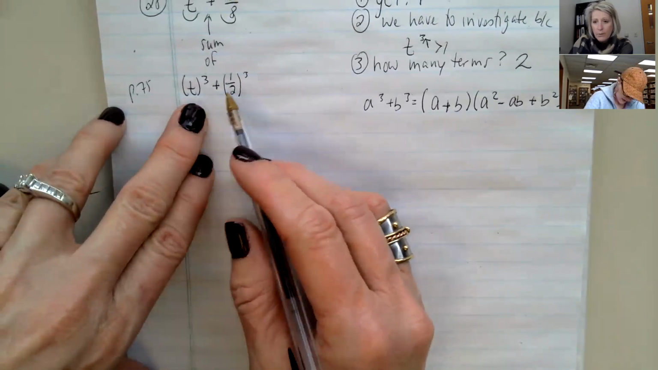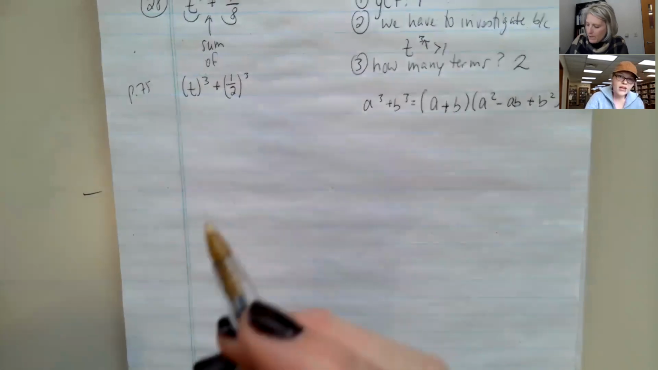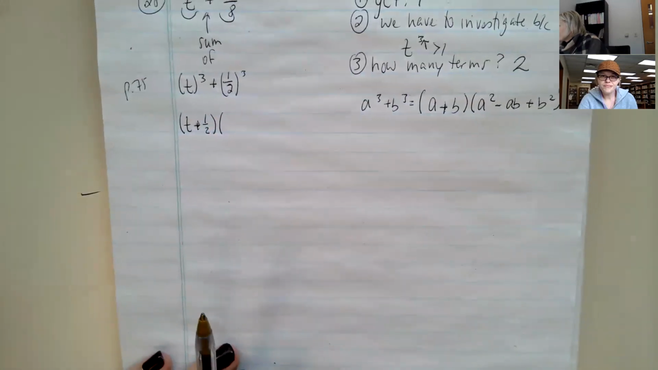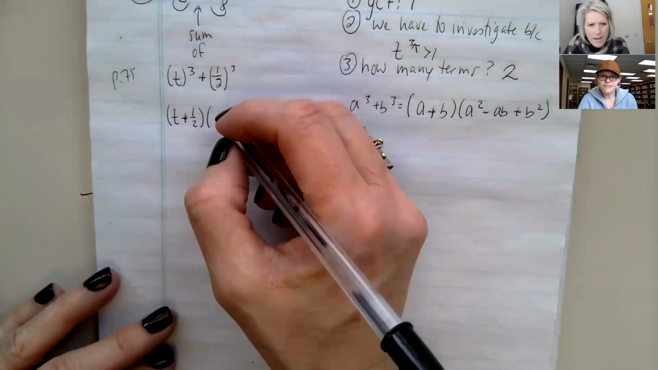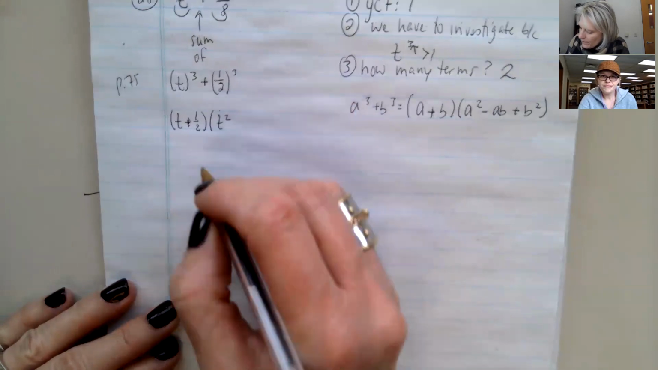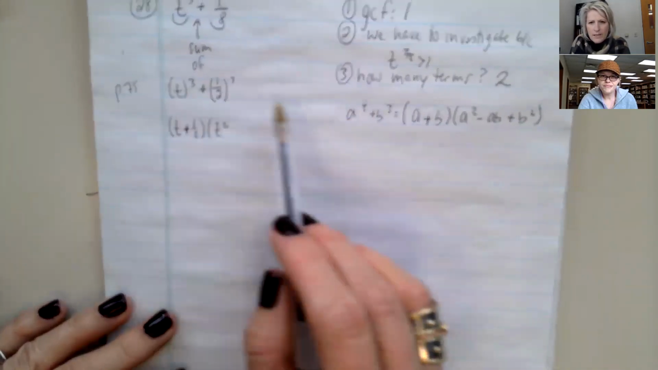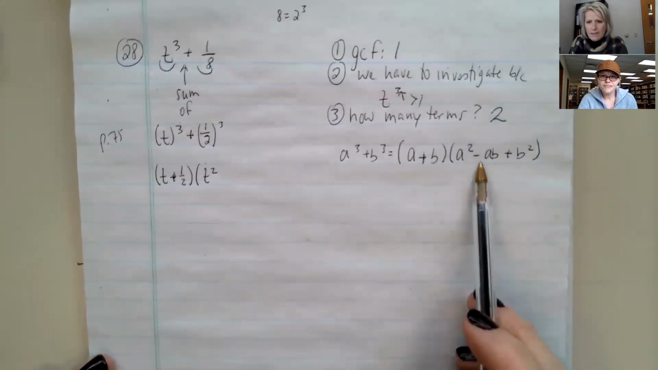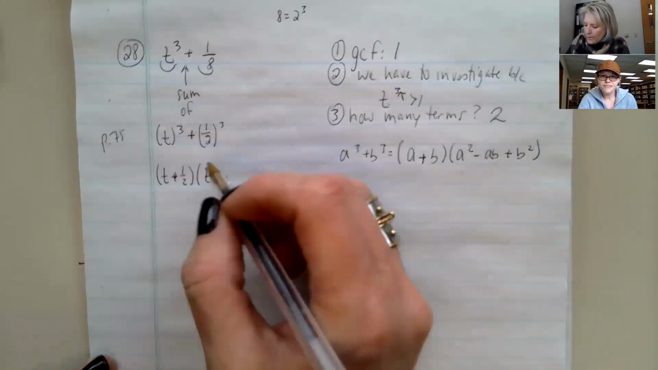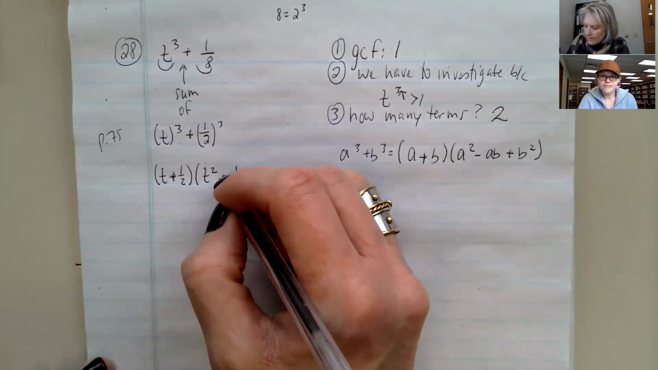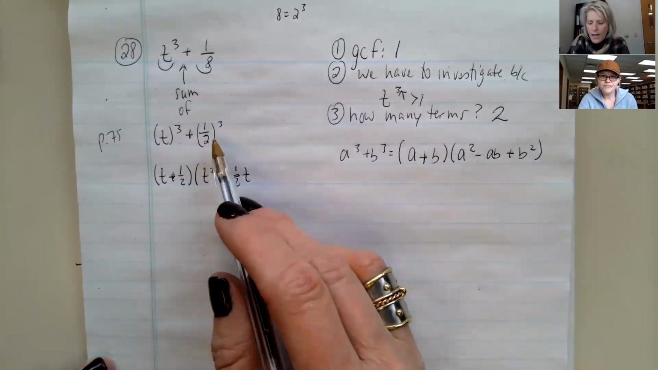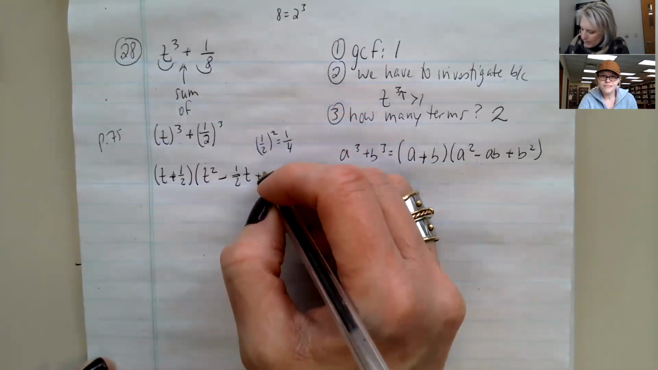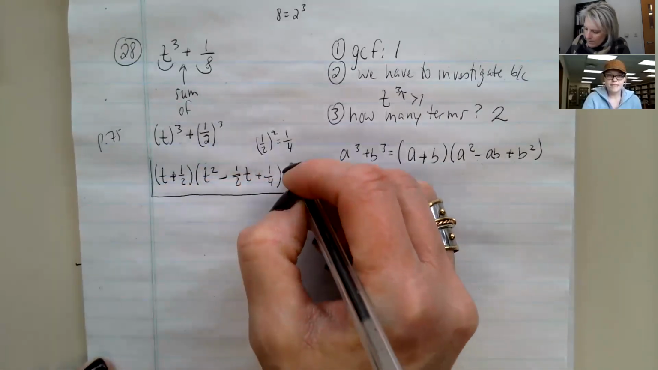So my a and b are t and 1/2. So I've got t plus 1/2, and then we've got t squared, because I'm just taking t squared, and then minus the 2 things multiplied, so minus 1/2 times t, and then the b squared, so 1/2 squared is 1/4. So it's going to be plus 1/4.